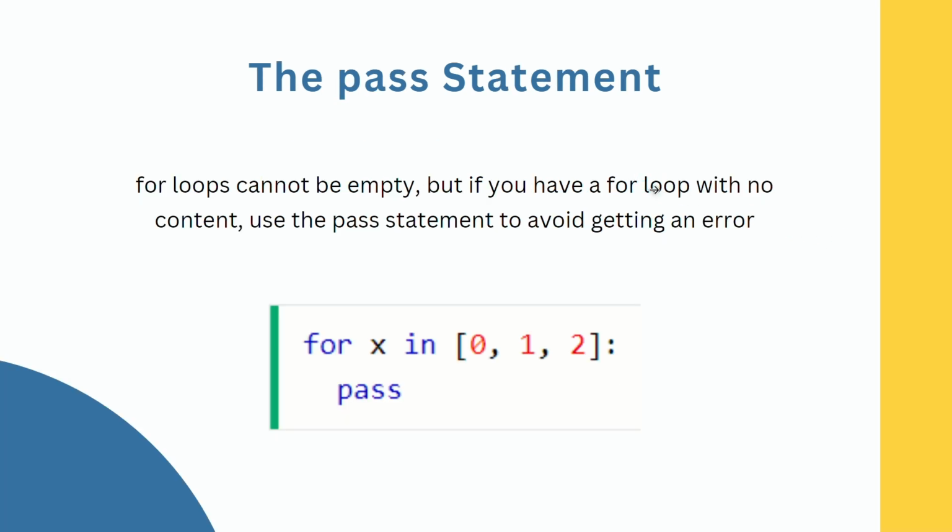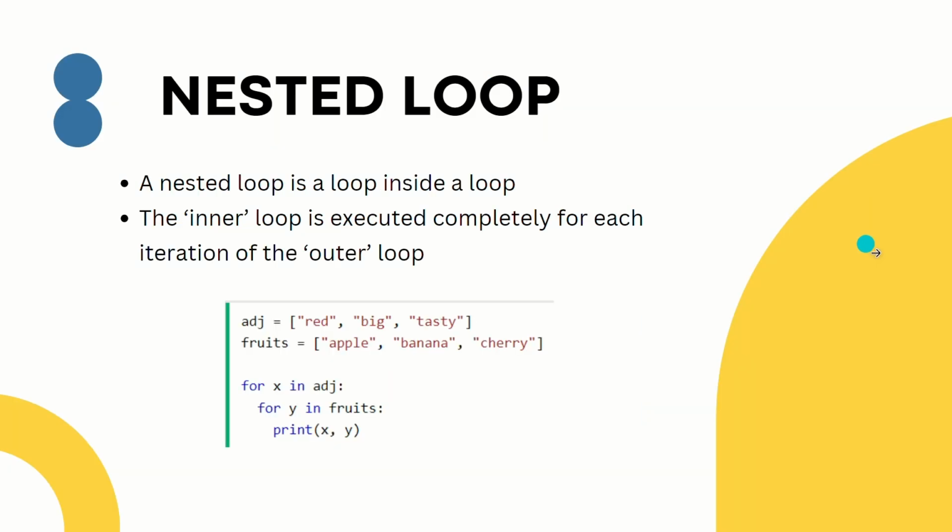The pass statement. A for loop cannot be empty, but if for some reason we have no content in the for loop, then we can use the pass statement to avoid getting an error. In this example, we are writing for x in a list 0, 1, 2, and we are not doing anything. If you leave this line blank, you'll get an error. But you can use the pass statement to avoid getting that error.